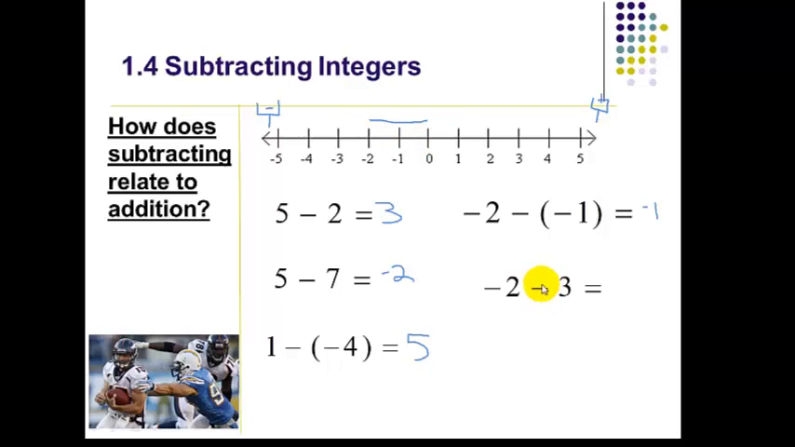And you can ask yourself again, if I was adding a positive 3 instead of the subtraction, if it was addition, I would be able to go this way. But you're not adding, you're subtracting, so you have to go the opposite way. So you're going to go 1, 2, 3. And wherever you end up at is the answer. So it'd be negative 5. Now again, I'm just showing you visually kind of what's going on when you're subtracting positive and negative numbers.